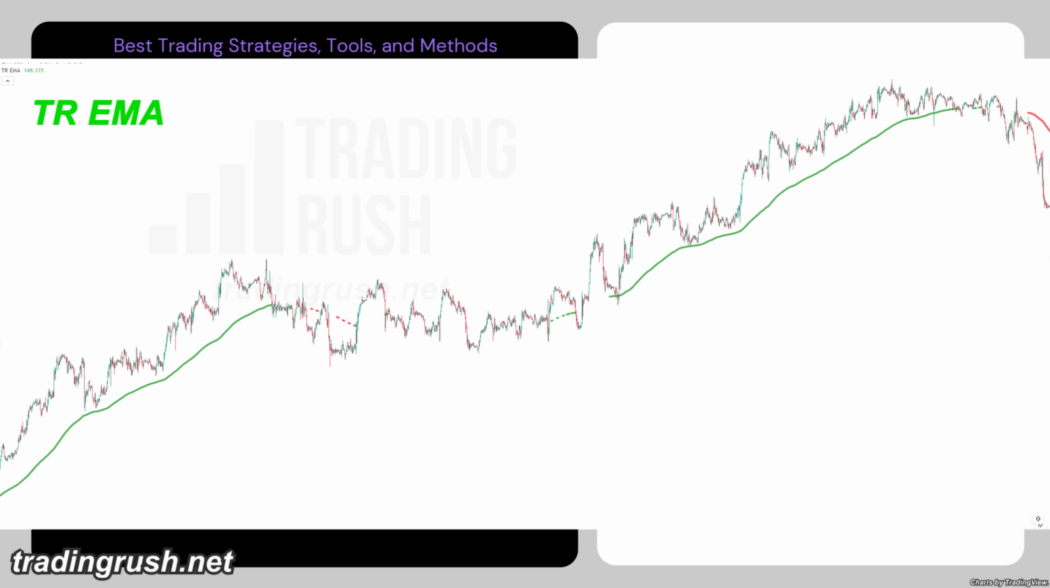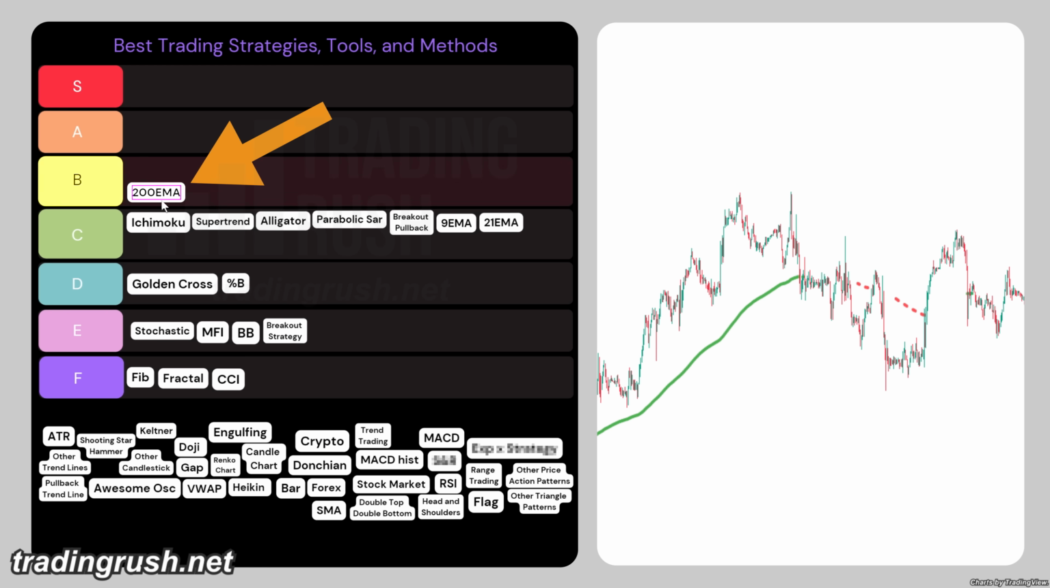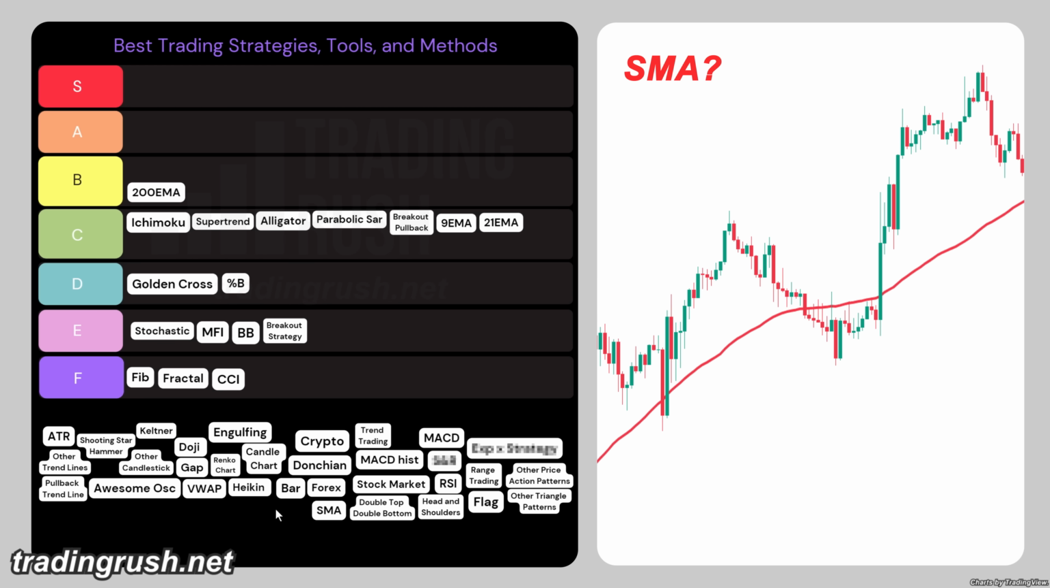I even made my own 200 EMA called TR-EMA, which disappears in the range market. This moving average is one of my most used indicators. I would put it in the B tier above all the indicators we have ranked so far. It's that useful. But what about simple moving averages?